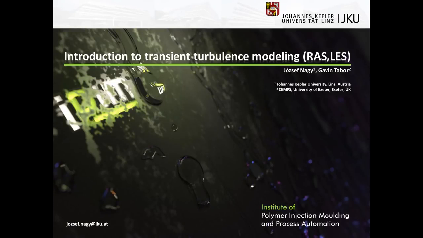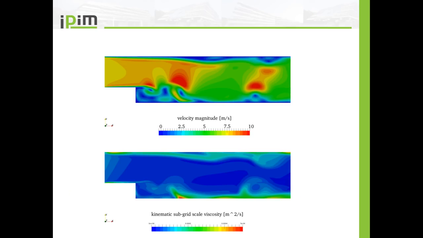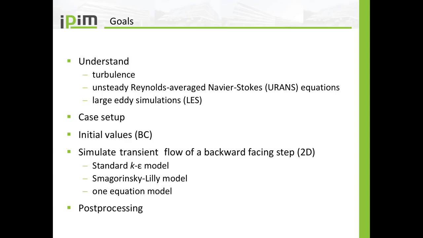Hello everyone, this is Josef Nat here, and in this video I'm going to talk about turbulence modeling in transient simulations. This is a cooperation with Gavin Tabor from the University of Exeter. Here you see the finished results, the velocity magnitude and the kinematic subgrid scale viscosity, and by the end of this tutorial I want you to understand what this subgrid scale viscosity is.